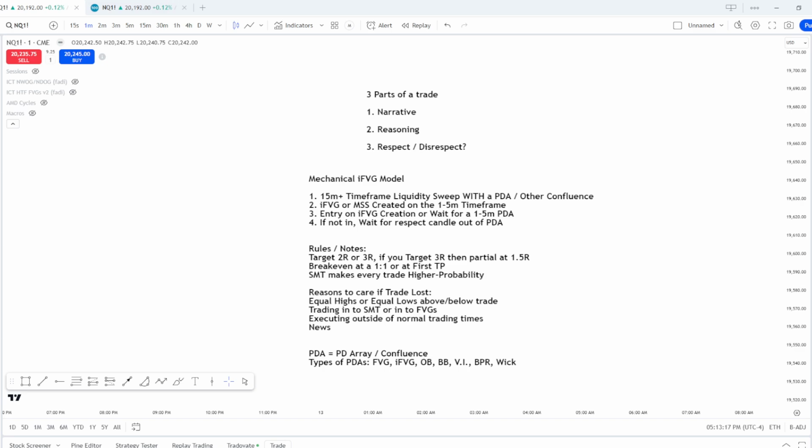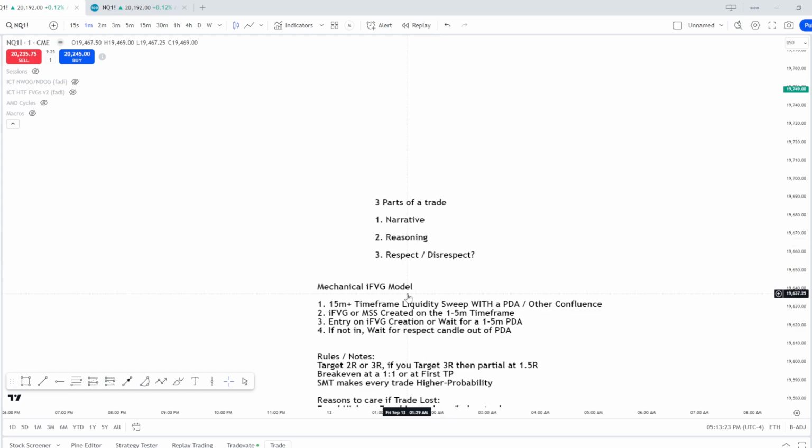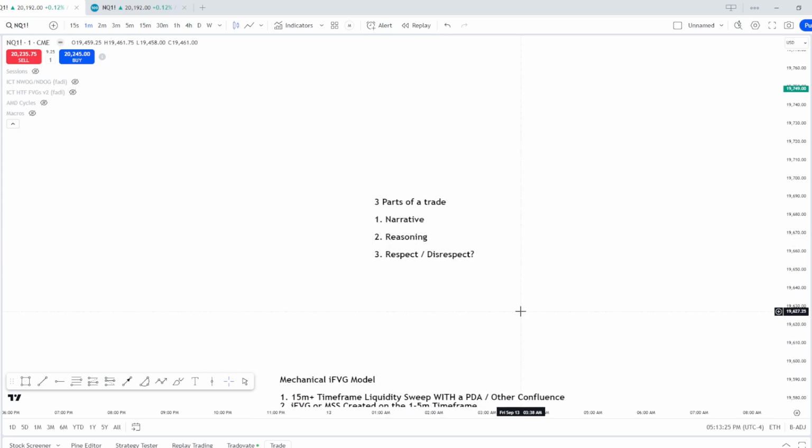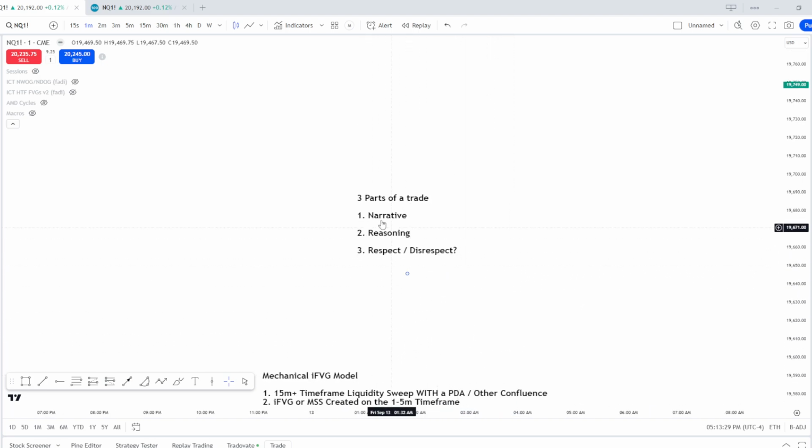Without actually going into what it contains or what you're looking for within the chart, I want to go into an ideology that I have behind all of my trades. Behind every single trade that I take, I have three parts: the narrative for the trade, the reasoning to actually take the trade, and the respect or the disrespect of my side or the opposite side.